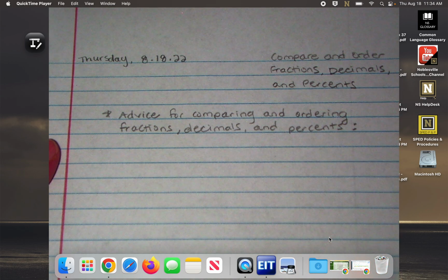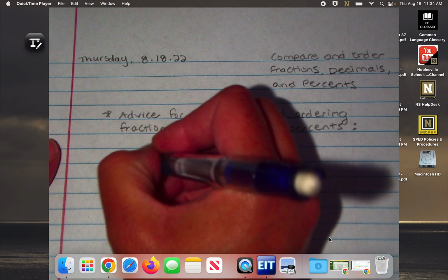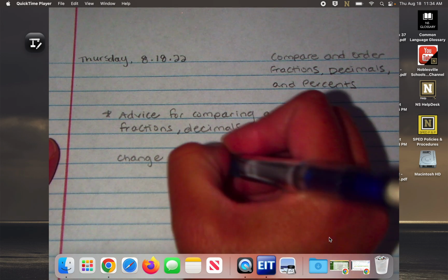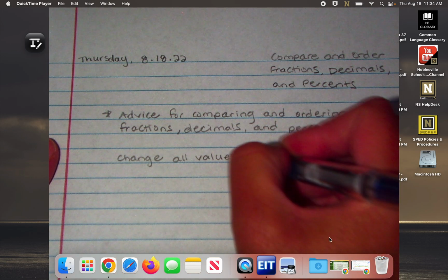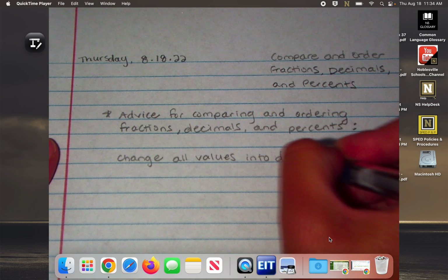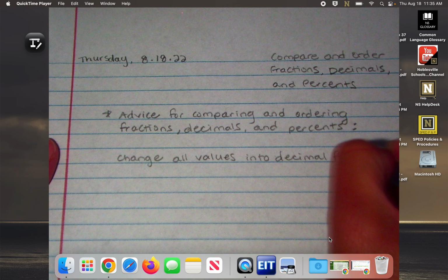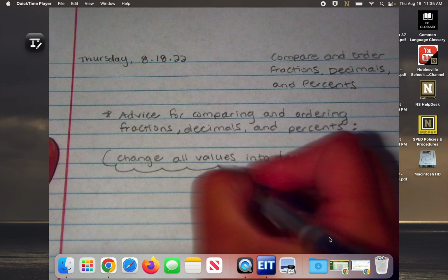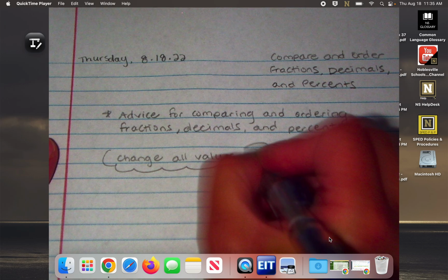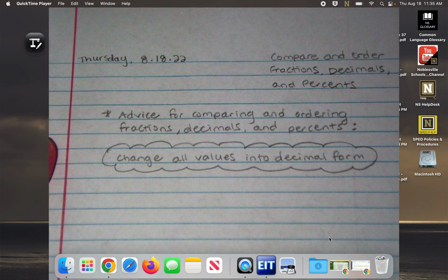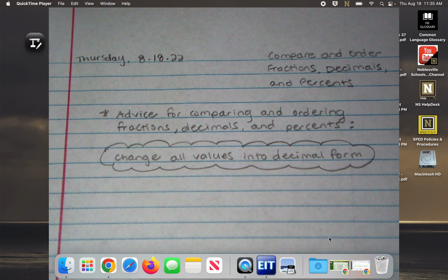So our advice for comparing and ordering fractions, decimals, and percents: change all values into decimal form. This even gets an eye-catching bubble. Save yourself some headache. You can do the other methods. I'm not going to stop you, but I'm also not going to feel bad if it takes you twice as long to do the problem.